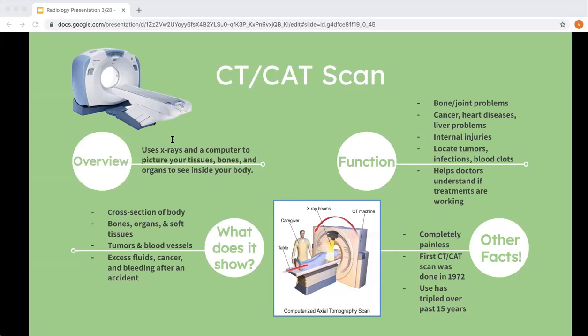Other interesting facts include the scan being completely painless. And another fun fact is that the very first CT or CAT scan that was done was in 1972 by a British engineer named Godfrey Hounsfield. And the use of these scans has tripled over the past 15 years. Now let's move on to ultrasounds.